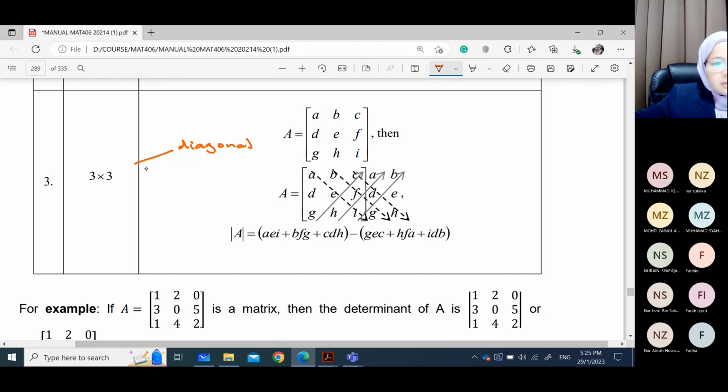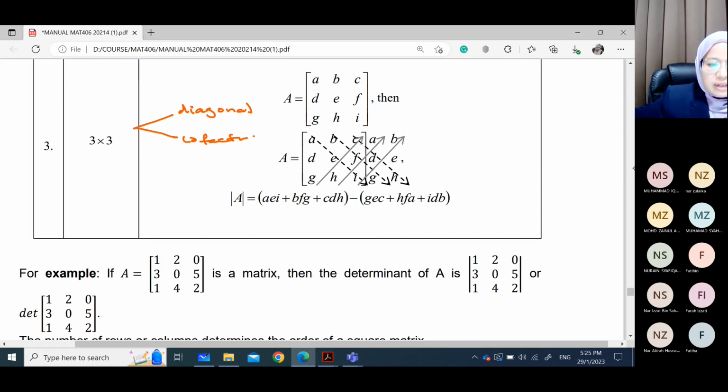Diagonal expansion. Dan lagi satu, secara diagonal ini, kita darabkan semua secara diagonal. Dan lagi satu adalah cofactor expansion. Okay, so kita akan tengok kedua-dua kaedah. Kadang-kadang soalan minta find the determinant of the matrix by using diagonal expansion. So kita guna kaedah diagonal lah.